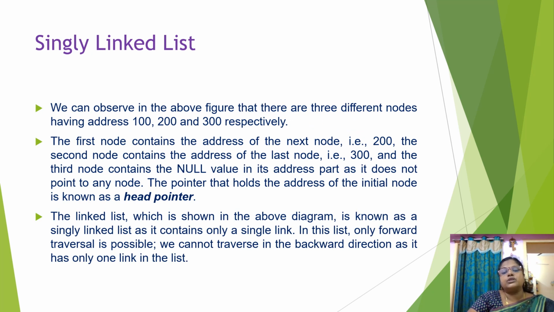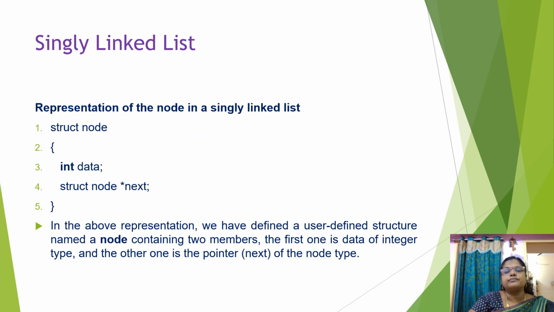The linked list which is shown in the above diagram is known as a singly linked list as it contains only one link. In this list, only forward traversal is possible. We cannot traverse in the backward direction as it has only one link in the list. The representation of the node in a singly linked list: we have defined a user-defined data structure named node containing two members. First one is the data of integer type. The second one is the pointer of the next node type.